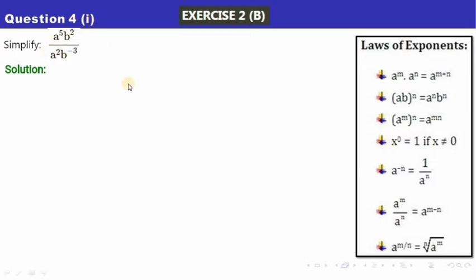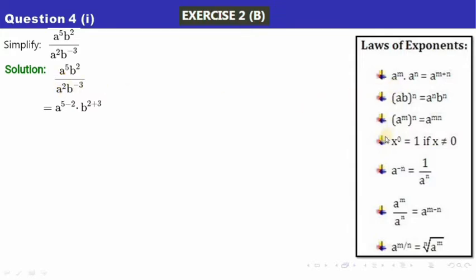You need to simplify this. Observe this very carefully. Now this is the given question. See here only this part. I'm considering a to the power of 5 divided by a square, where we see the base is a, isn't it? So here in the numerator the power is 5 and in the denominator the power is 2.